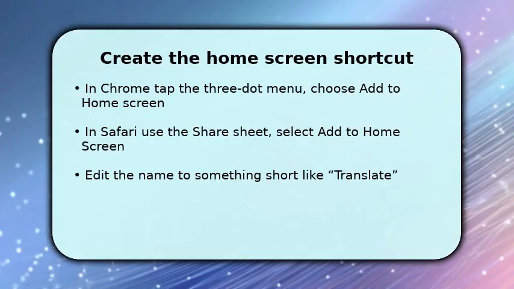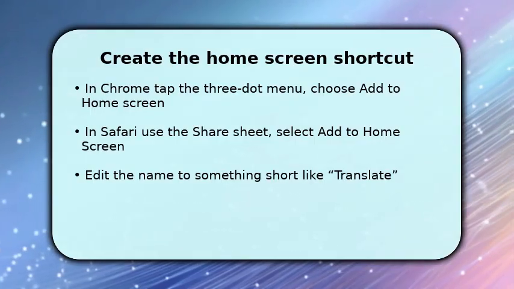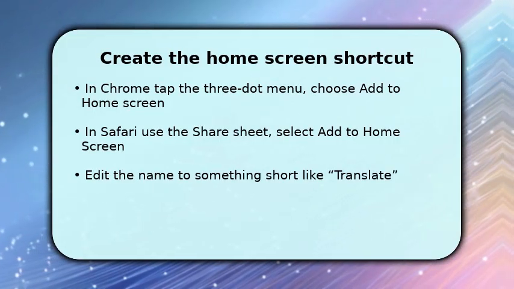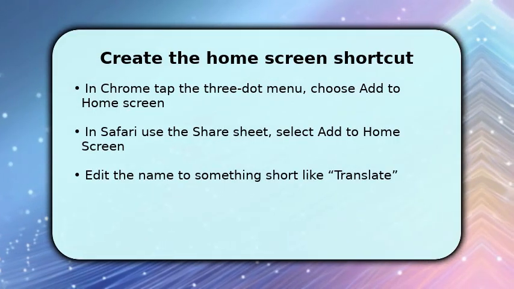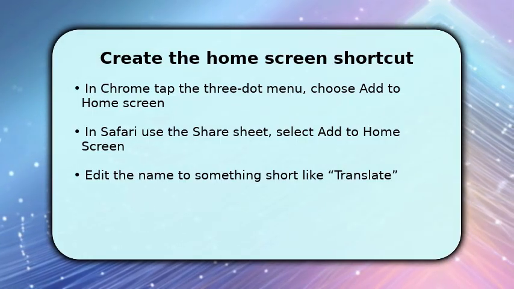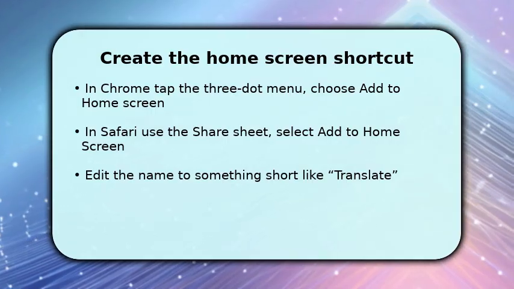You'll now create the actual shortcut. If you use Chrome, tap the three-dot menu, choose Add to Home Screen, then confirm the icon and label. Chrome creates a web app-style shortcut. On iPhone with Safari, tap the Share button, scroll to Add to Home Screen, then tap Add.